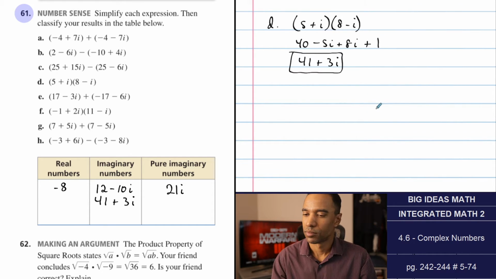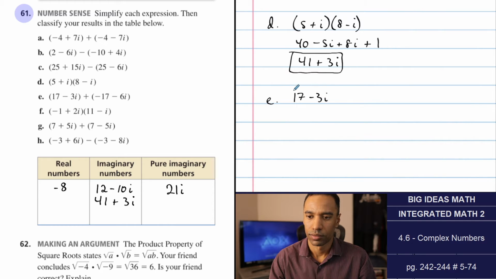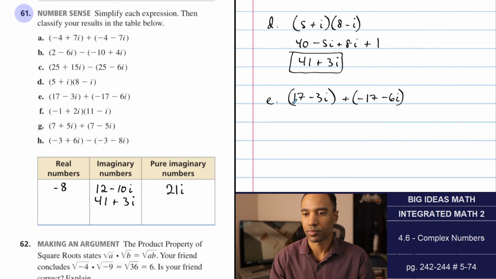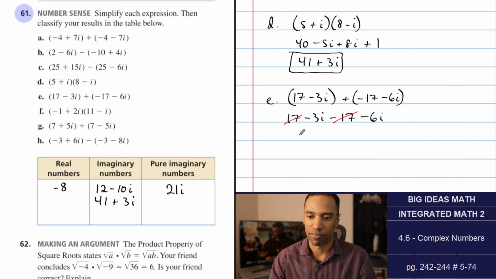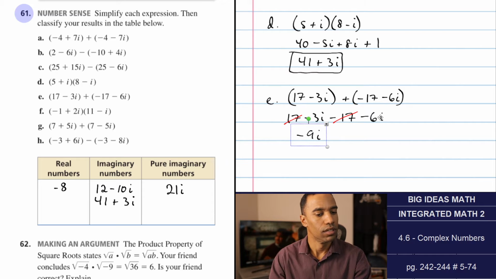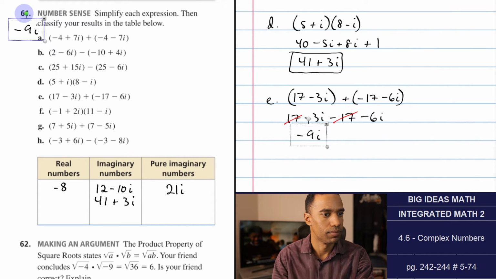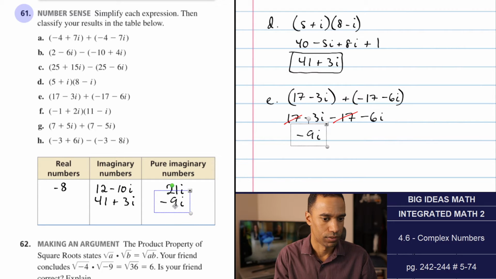Okay, E. Back to not foiling. 17 minus 3i plus negative 17 minus 6i. We got that 17 minus 17 is about to happen here. Negative 3i, I should write this first. So 17 minus 17 is 0. Negative 3i minus 6i is negative 9i. Pure imaginary. I want a real number back, homie.